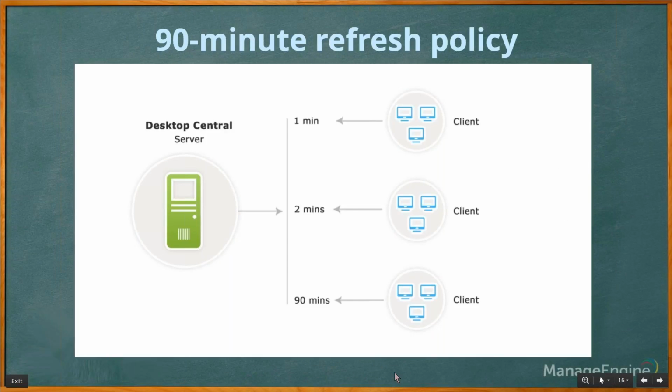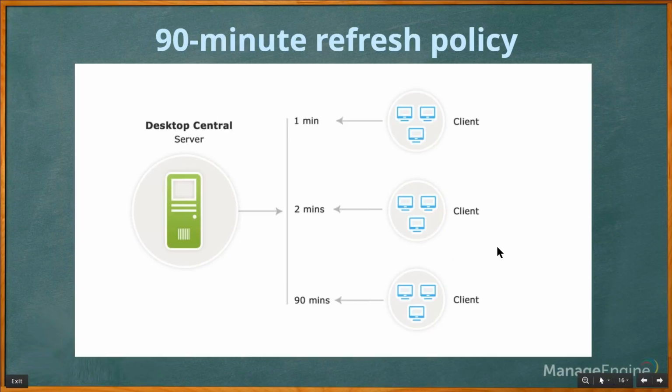Okay, 90 minutes refresh policy. The Desktop Central architecture is scalable to manage even larger networks, up to 20,000 machines. This is possible because of the refresh policy that we use. So what is this refresh policy? Let me explain it in simple terms. Desktop Central agents will contact the server every 90 minutes. This is called the agent refresh cycle. This feature ensures that all the computers in the network contact the server periodically.